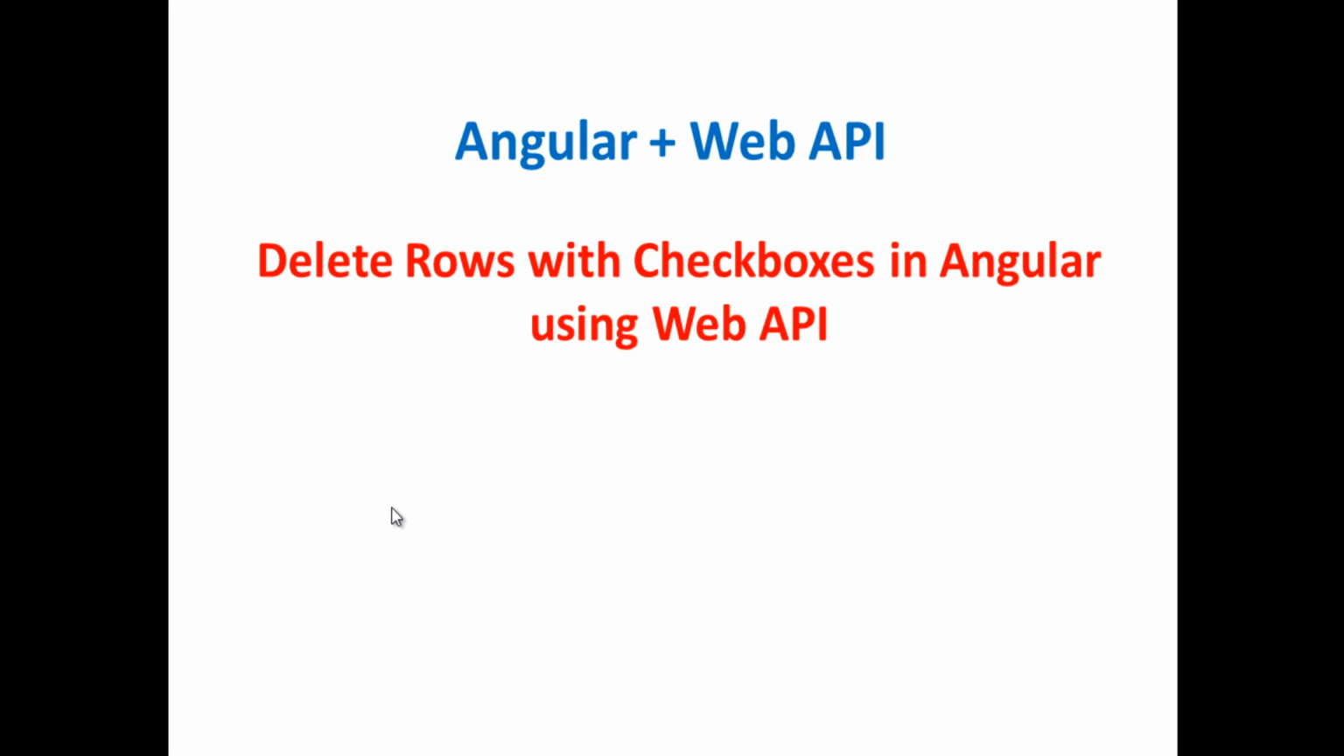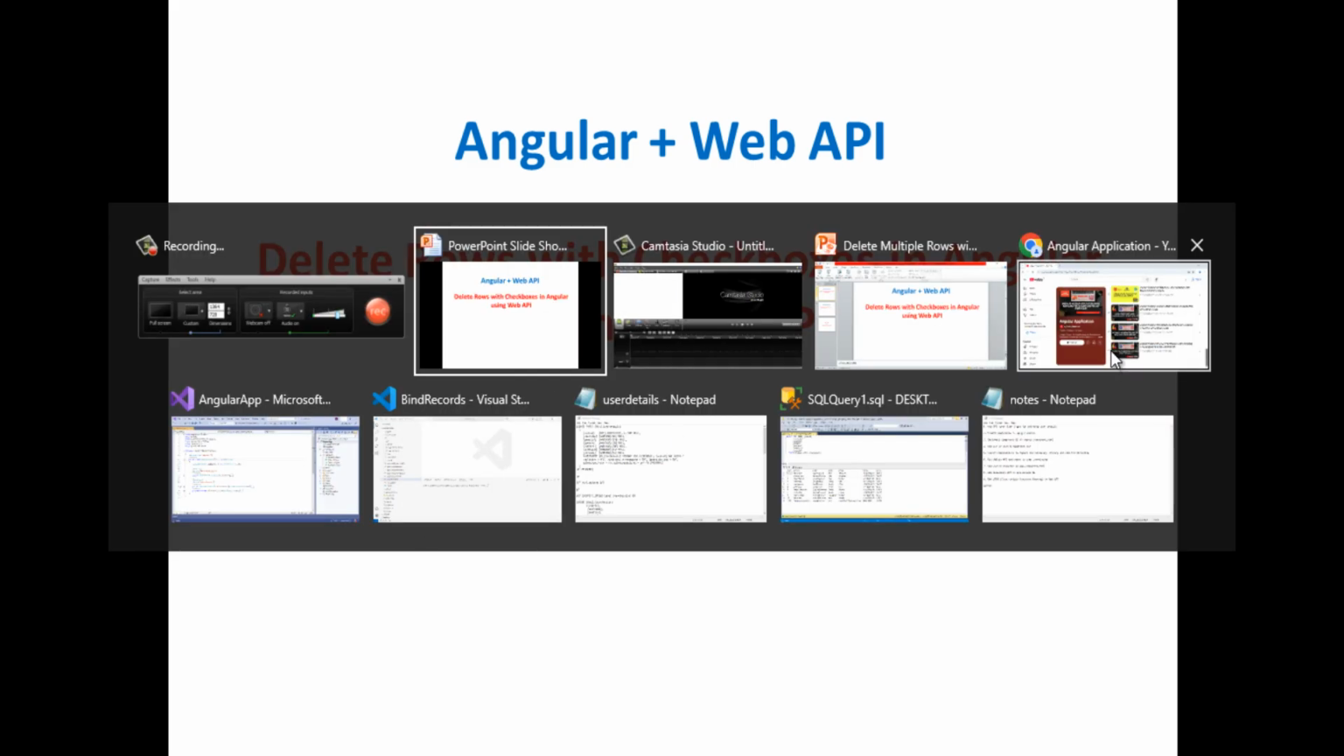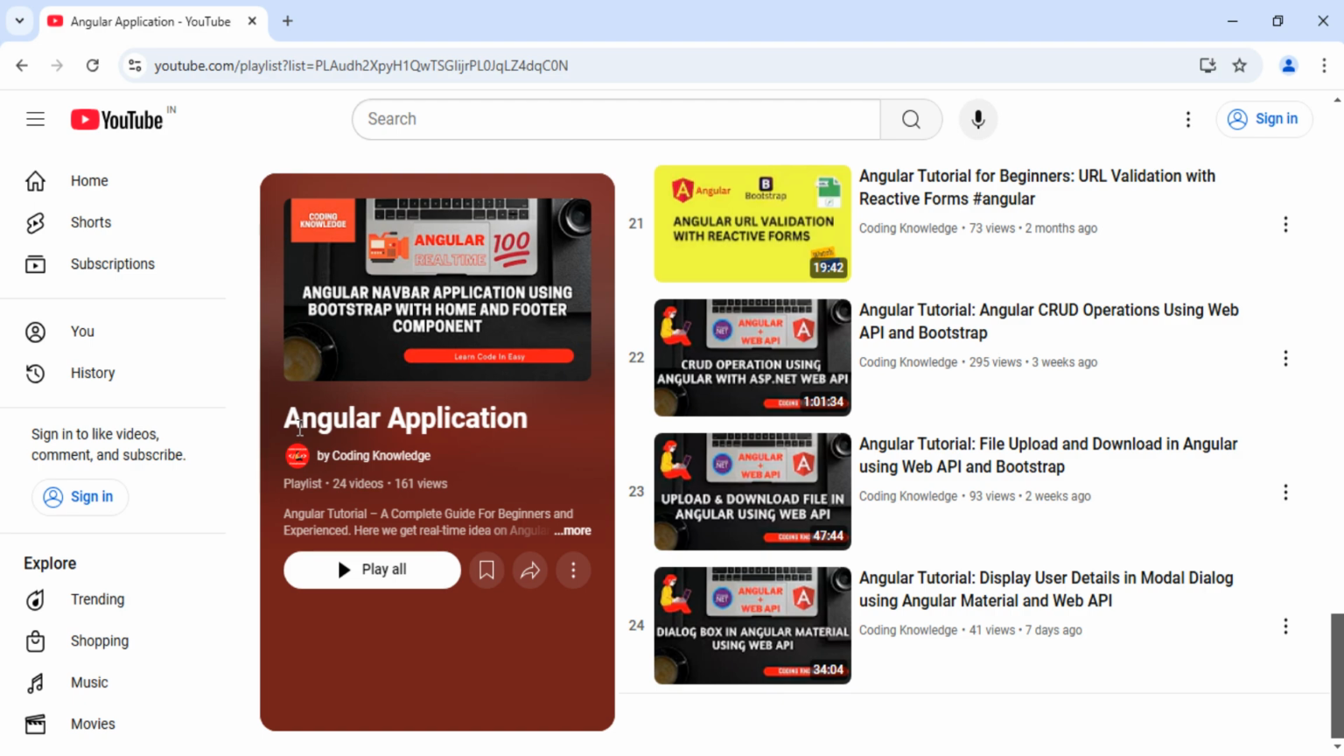So guys, there are a few steps which I have already discussed in my previous video. That is, creating the table, creating the entity data model to map to the particular table, the get operation in Web API, and how to consume that get endpoint in our Angular UI front end. So before going through this video, please visit my previous video, available in my playlist, Angular application part 24: display user detail in modal dialog using Angular material and Web API.